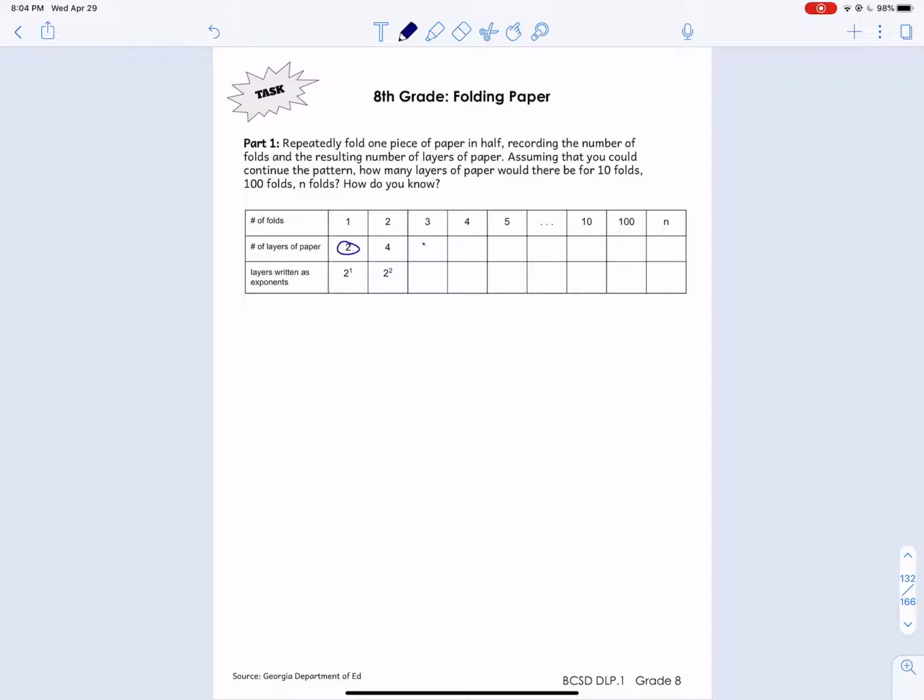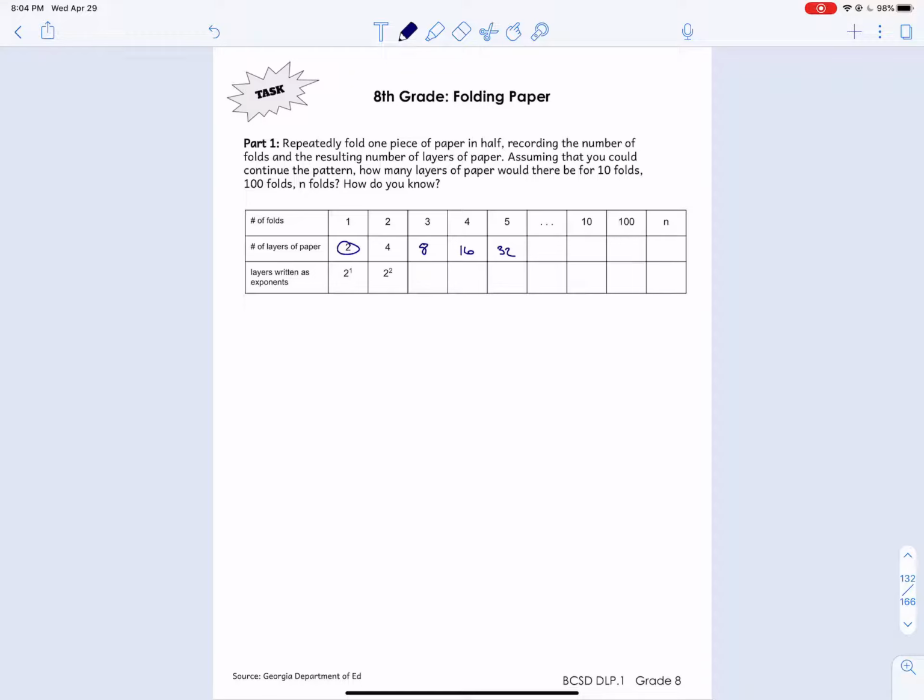It's just going to double each time, right? So it's going to be 8. We fold it again, it's going to be 16. Fold it again, it's going to be 32. And then if we write that as an exponent, they do the first 2 for us. So it's 2 to the first power. So 2 to the first power is 2.